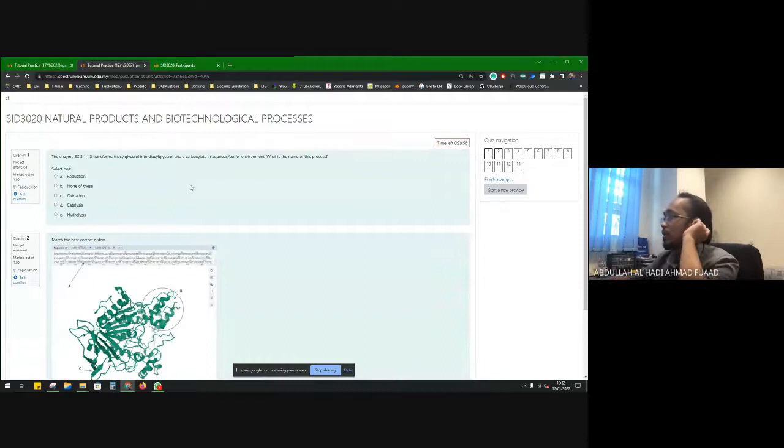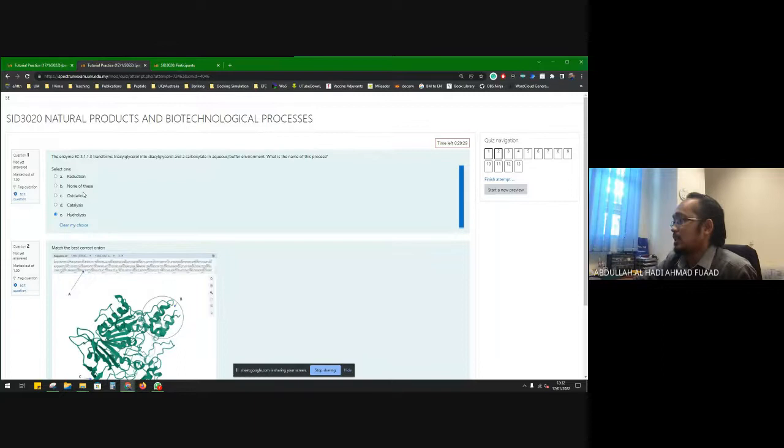An enzyme SID3020 transforms triglycerol into diglycerol and carboxylate in the aqueous buffer environment. What is the name of this process? So basically, this question is just looking at how you transform triglycerides into diglycerol and carboxylate. From a tri to a di, you can predict that it's a hydrolysis. Okay, simple. So the first answer should be hydrolysis. Second one, you have a picture like this.